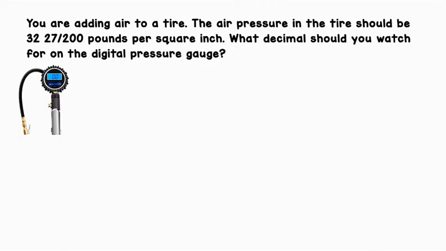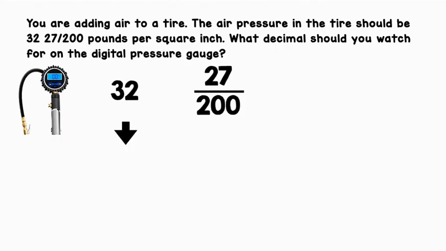You are adding air to a tire. The air pressure in the tire should be 32 27/200 pounds per square inch. What decimal should you watch for on the digital pressure gauge? Let's take 32 27/200. We have a whole number part and a fractional part.